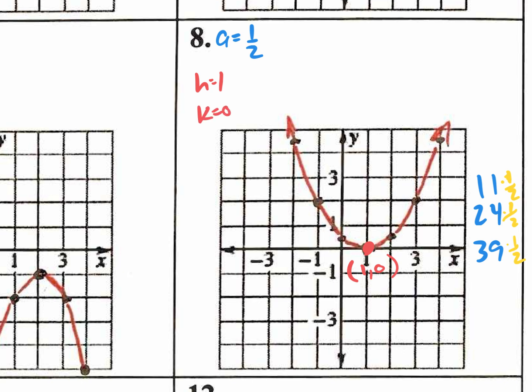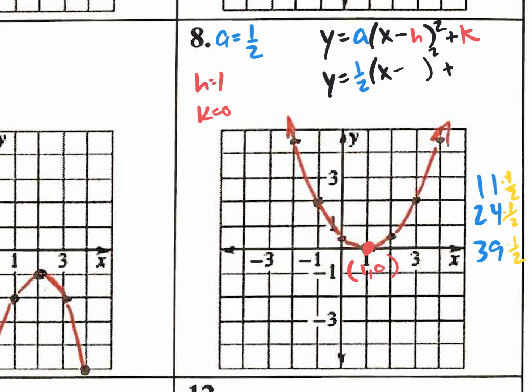And when you plug it in to y equals a parentheses x minus h close parentheses squared plus k, we plug it in with blank spots so we don't make mistakes. And the a value is 1/2, the h value is 1, and the k value is 0. So what you would see on a multiple choice would be like y equals 1/2 parentheses x minus 1 close parentheses squared. That's it. You wouldn't have the plus 0.